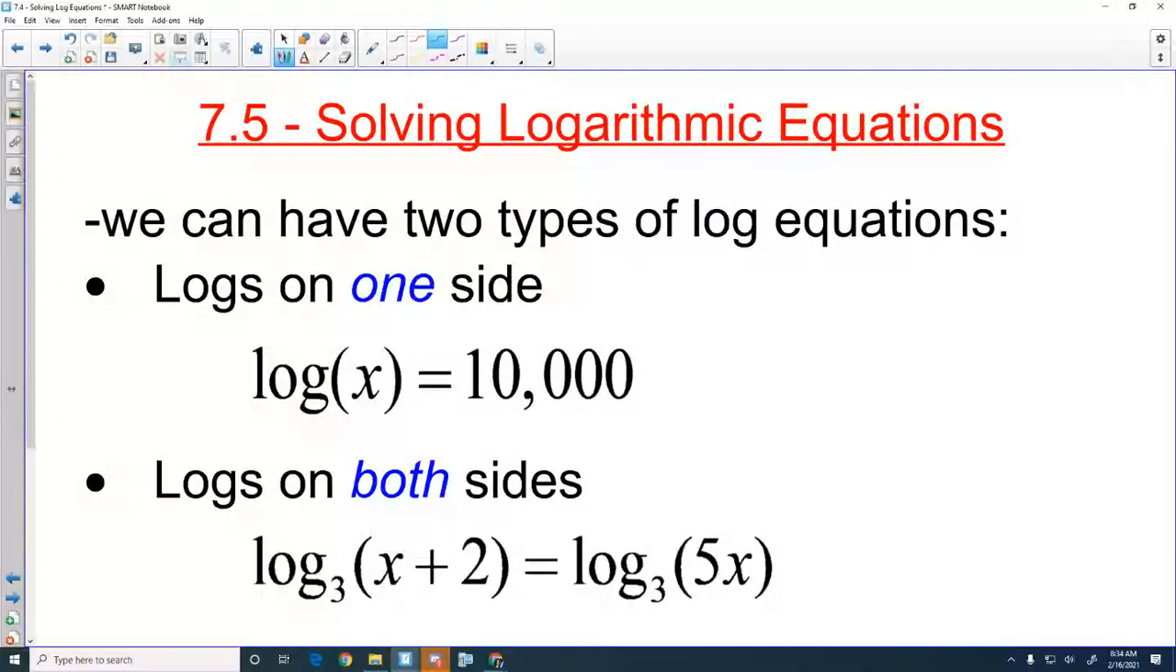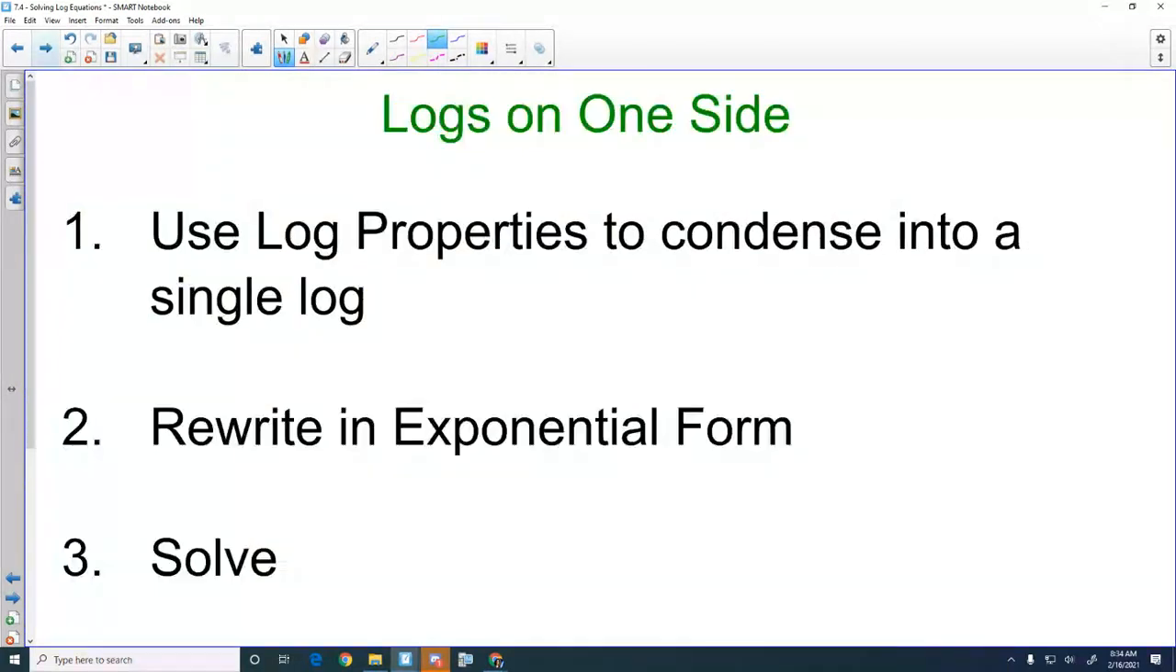So this is learning target 7.4. We actually just switched the order from last year because it makes more sense. So this is actually target 7.4. Solving logarithmic equations, which are just equations with logs in them. So this is what I do want you to write down under this heading.